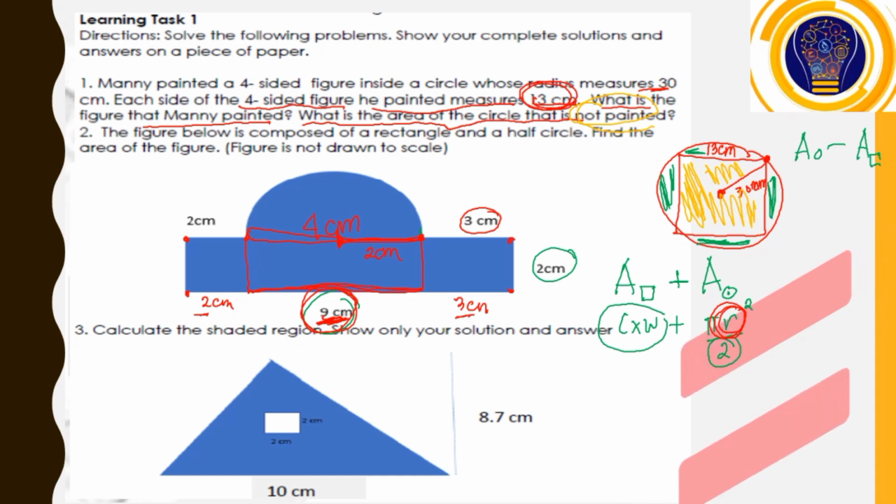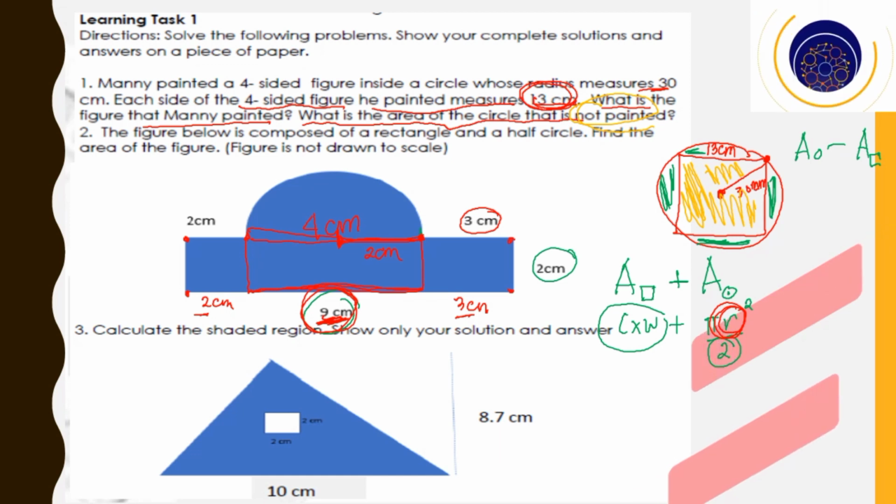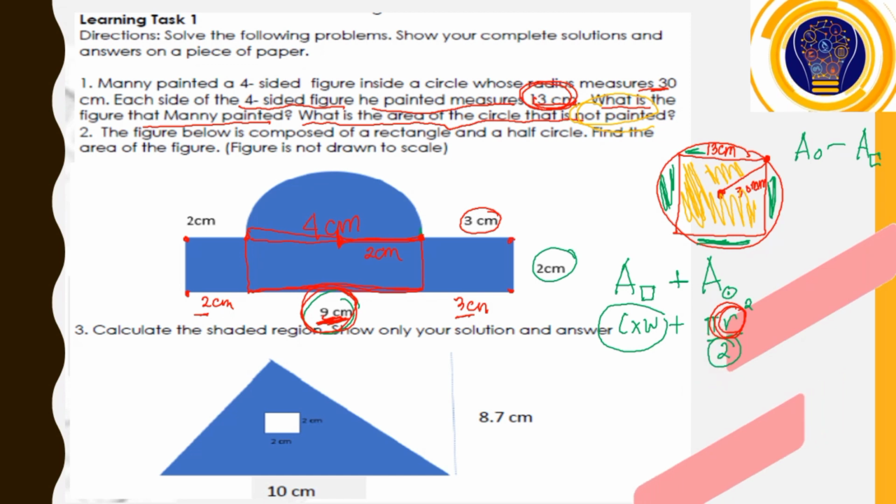Sabi, nag-paint daw si Manny ng figure inside a circle. So, may ibig sabihin may circle. And then, sa loob ng circle, nag-drawing din siya ng isa pang figure. Pero bago yun, sabi dito, ang radius daw ng circle, ibig sabihin, radius half from one point of the side of the circle to the center, that is 30 centimeters. Sa loob daw ng circle, nag-drawing naman siya ng isang 4-sided figure.